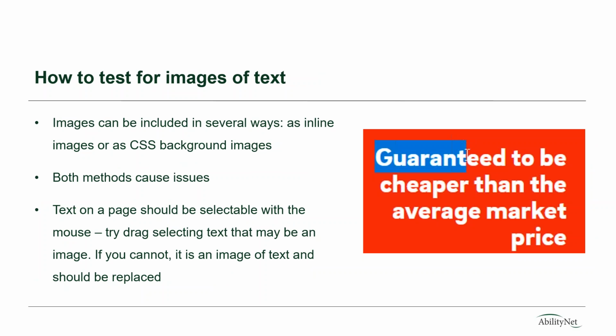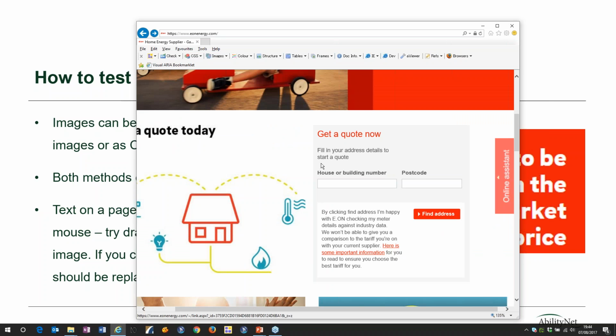So how can we test then for images of text? Well, there's several ways to include images. There's inline images, which are typically used for information-rich images, or there are CSS background images, which are often used for cosmetic images.